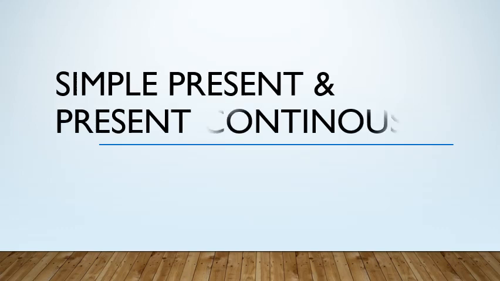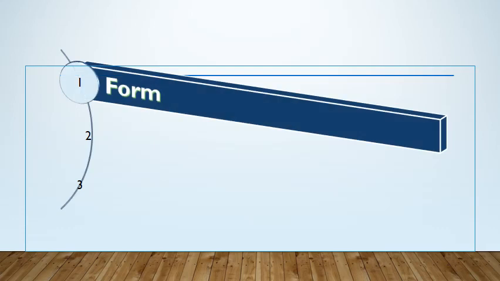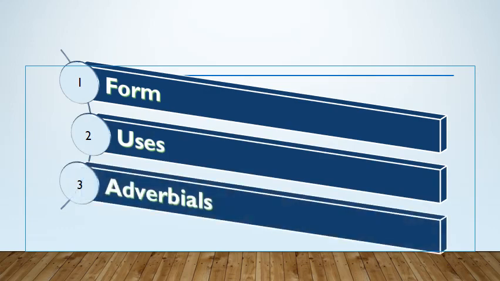Welcome to another video. In today's lesson, we are going to cover two tenses, which are simple present and present continuous. So we are going to study the difference between simple present and present continuous at three levels. The first thing that we are going to look at is the form. How do we form the simple present and present continuous? What are their uses and what do we use them for? And last but not least, what are the time expressions associated with both simple present and present continuous?